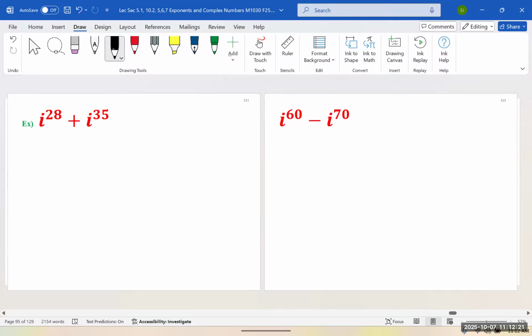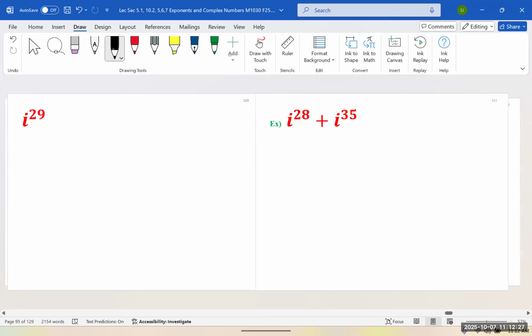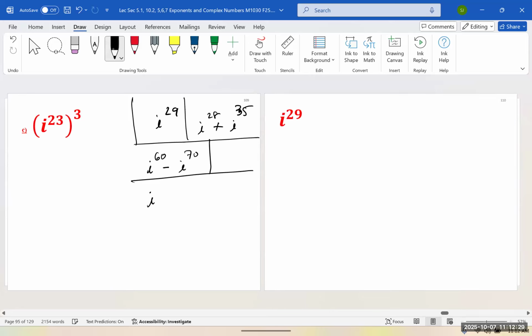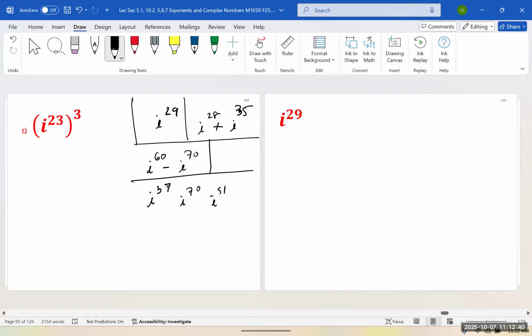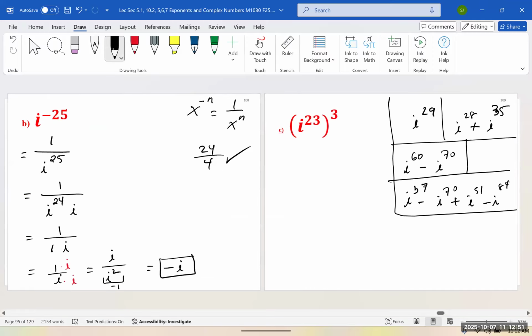37, 70, 51, 84. We only have 70. Okay, never mind. I to the 37, 70, 51. What else do we have? 84. So minus, plus, minus. Okay, so 1, 2, 3, 4, 5. 5 examples. Go ahead, guys. Try them.